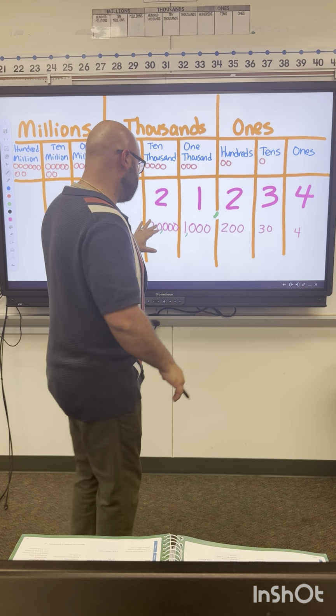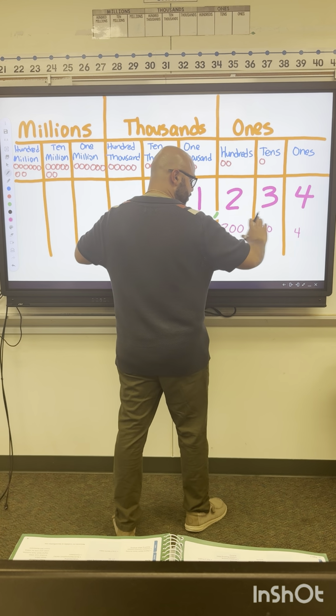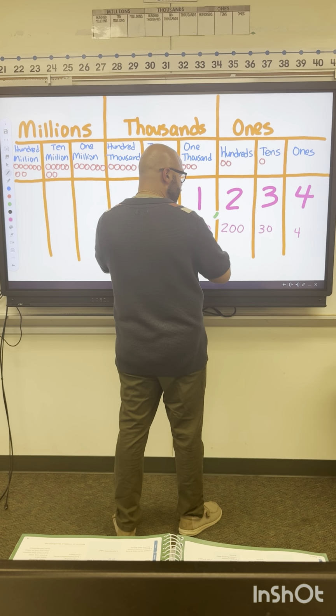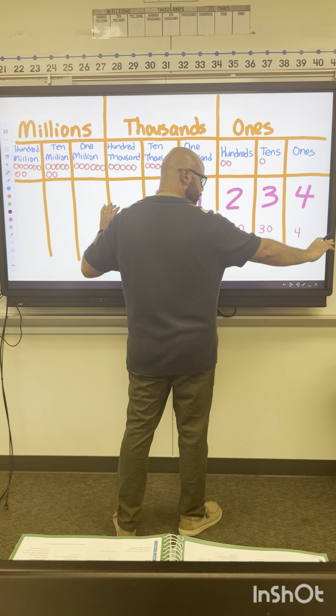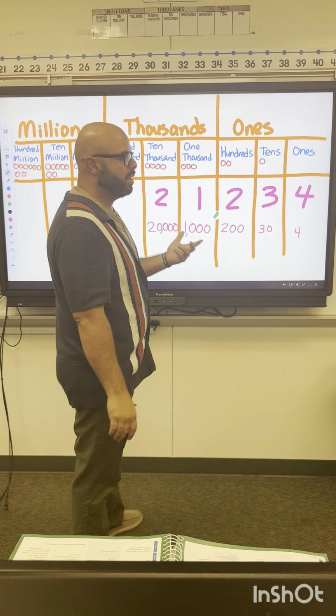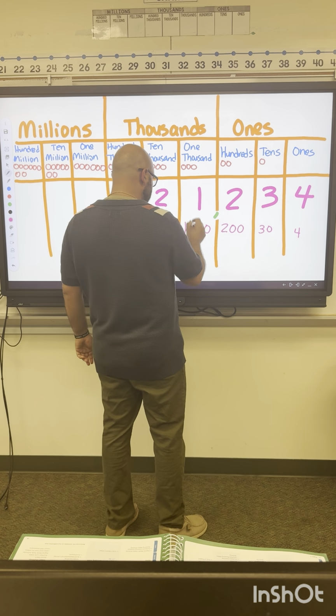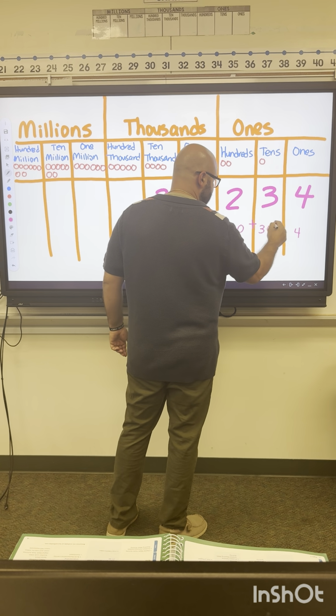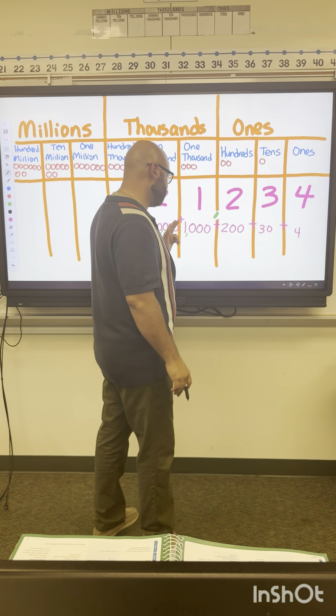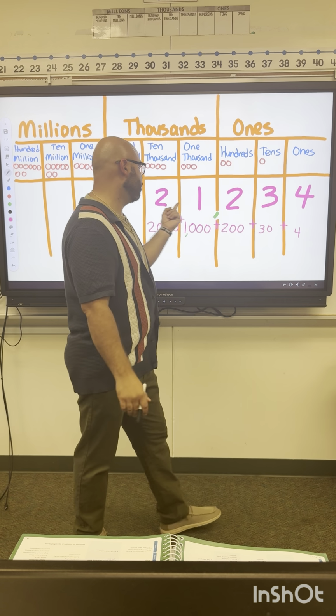They wrote it, and this is called the expanded form. So this is how I write 21,234 in expanded form. Okay. Now in the test, they're going to want you to write the plus signs in between. Because in reality, you're adding all these numbers to give you this number here.